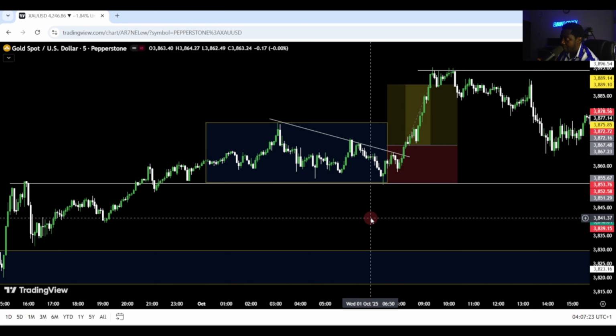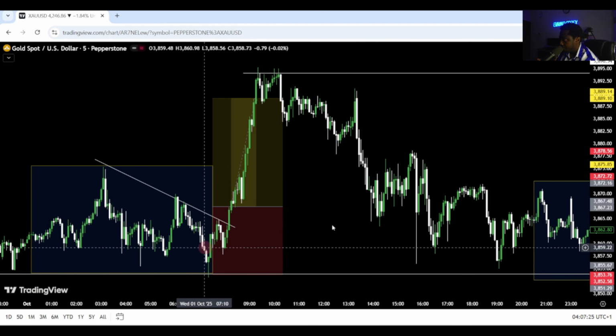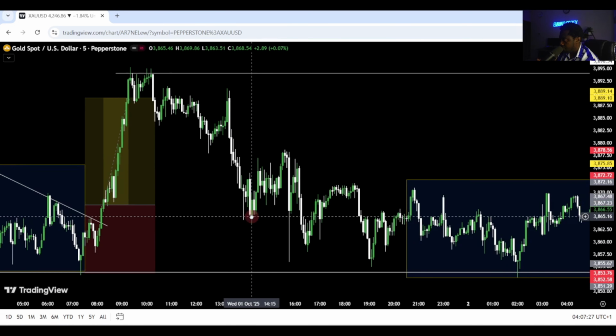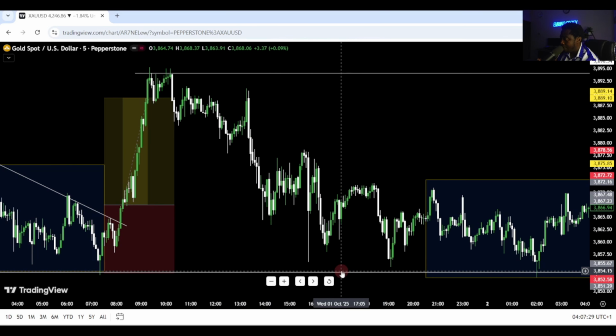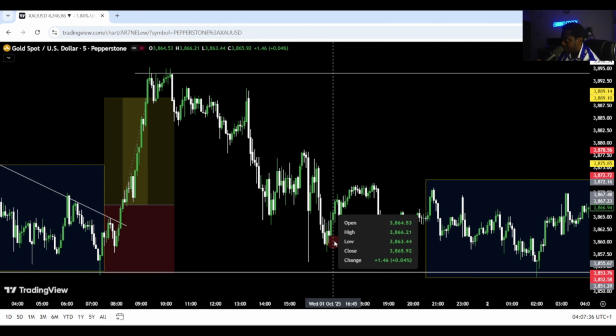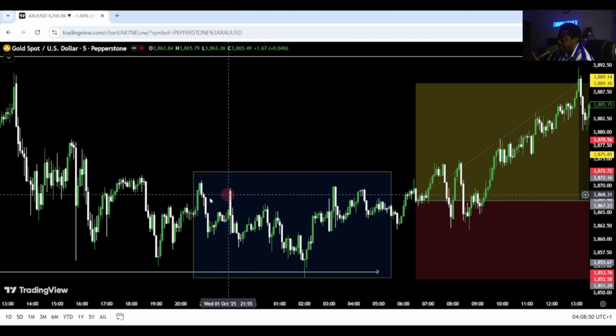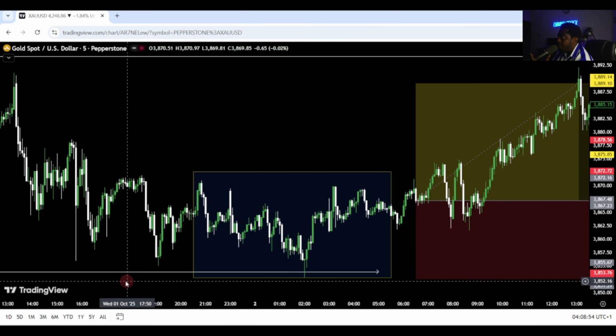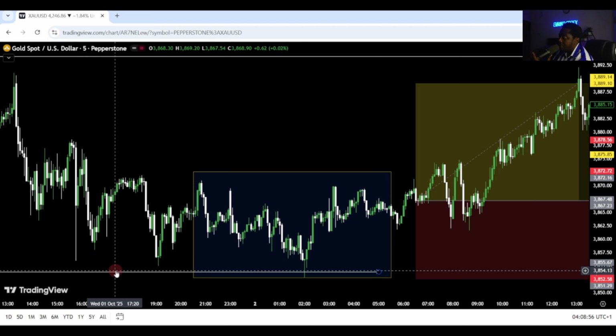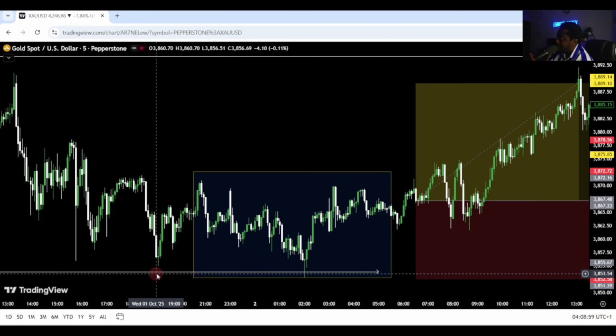Now let me show you another example here. Don't forget that this white line here is the breaker block that we're working with. Now this entire box here, again, as you can see, is our Asian range, still resting on the breaker block. That is why you're seeing this white line here.